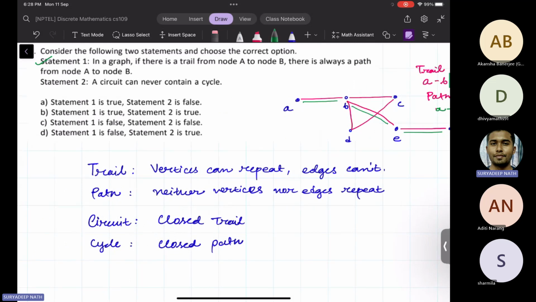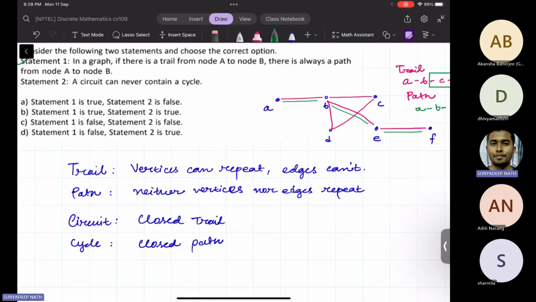Now statement 2: a circuit can never contain a cycle. Is this true? A circuit is basically a closed trail, like I have mentioned here, and a cycle is a closed path. So a circuit can never contain a cycle. Is that true? What do you think of statement 2?